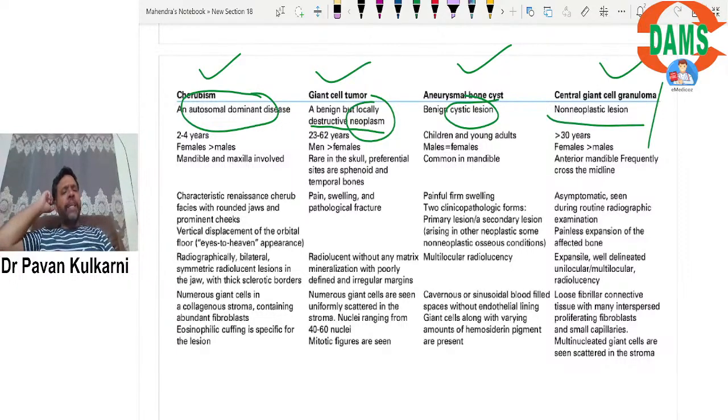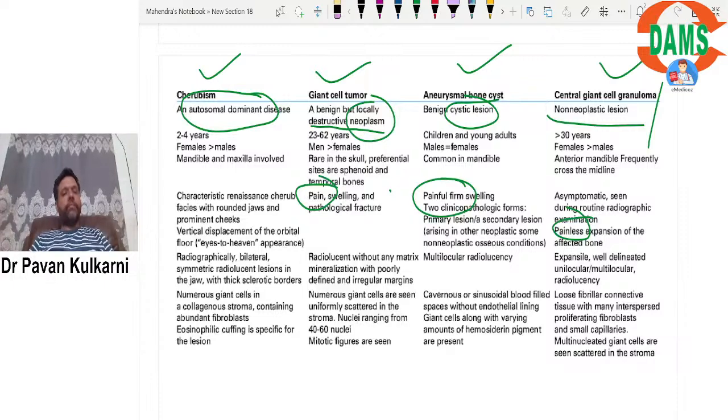Another important point to be remembered here is that among all these four, two will have pain. There will be pain in giant cell tumor and in aneurysmal bone cyst. Remember, in CG and cherubism there won't be any pain. They are painless.